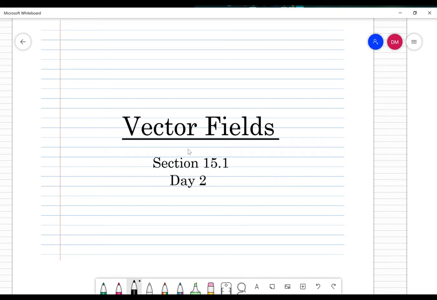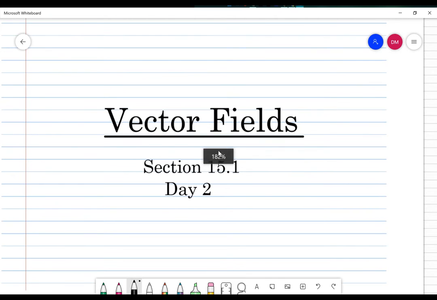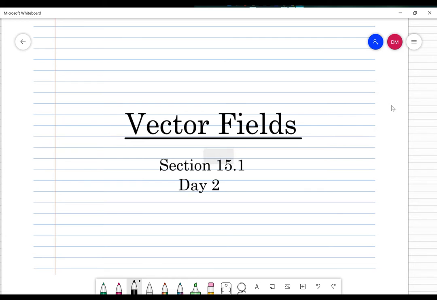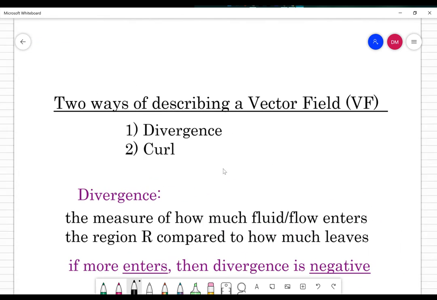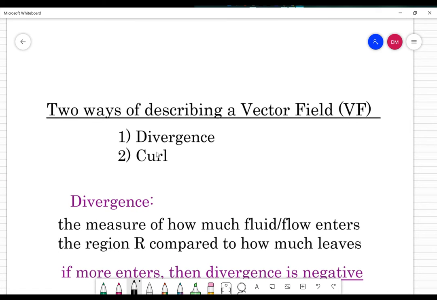And I'll give you a quick summary here at the beginning. It's all about dot product and cross product. So we're going to see how we describe these vector fields using that. Okay, so here's the two ways we describe a vector field. The first one is called divergence, which is different from when we learned about this in Calc 2, when we were talking about series and sequences. So divergence is the first one, and curl is the second one. So again, this is all going to go back to dot product and cross product. We'll talk about those second.